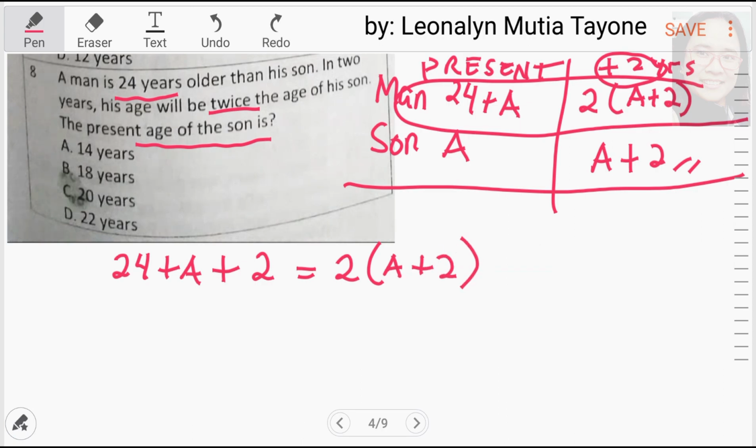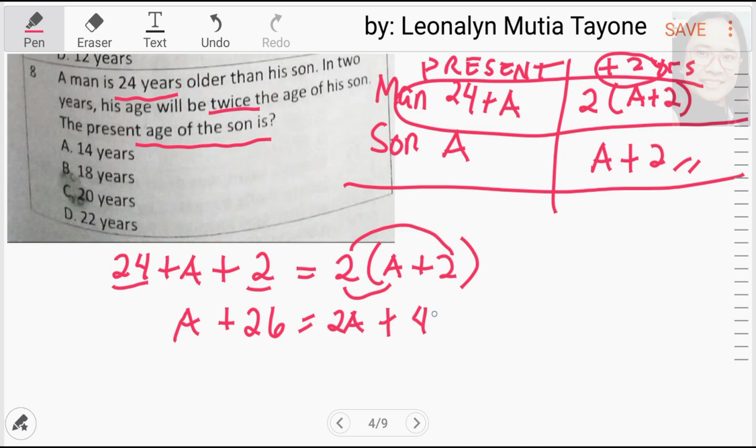Ito na yung equation natin. Ipagsama ang mga like terms, 24 plus 2, that is 26. So A plus 26. 2 times A, that is 2A. 2 times 2, that is 4.